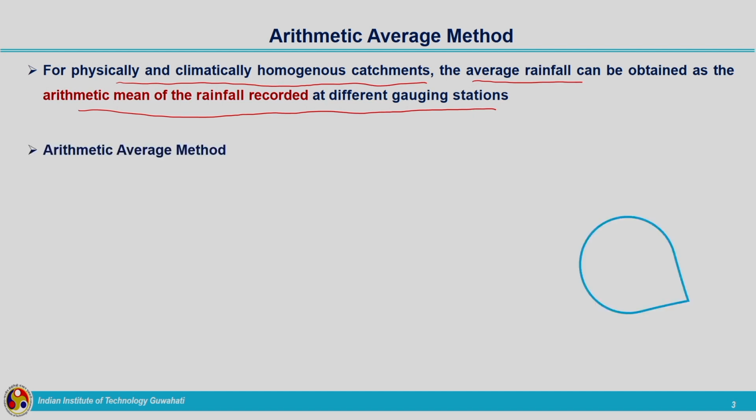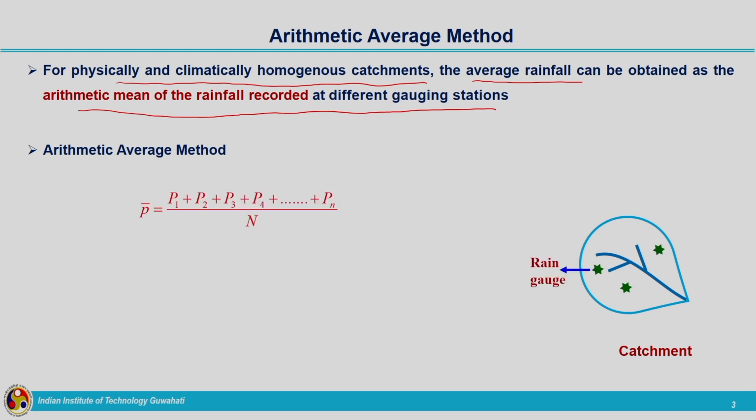We have a catchment like this. This is a representative picture of the catchment, and within the catchment we have the stream network. For example, in this catchment we have 3 rain gauges. We are recording the data from these 3 rain gauges and we have the corresponding data in tabular form. We can get the average rainfall by making use of the simple average formula.